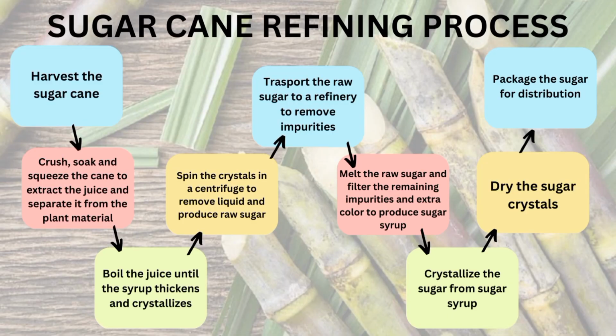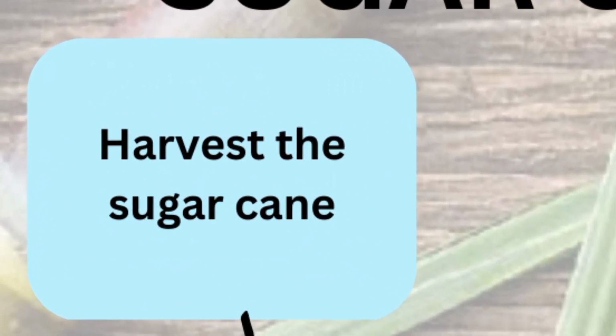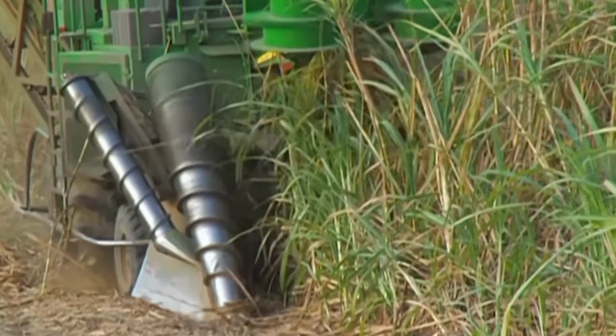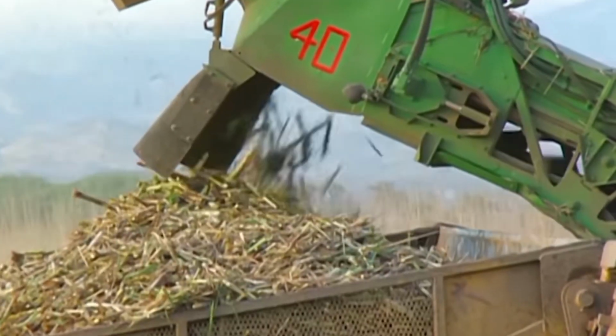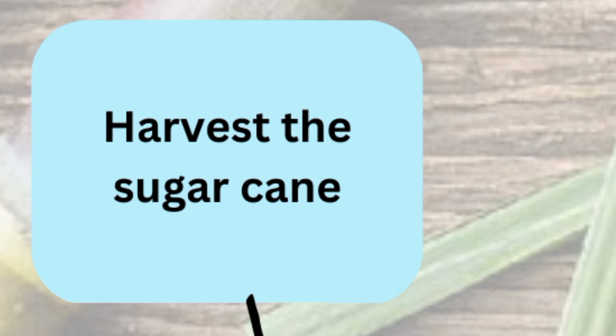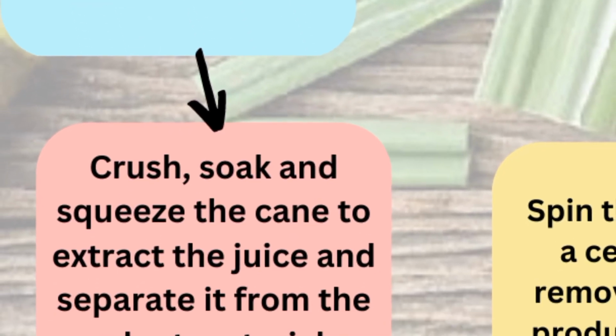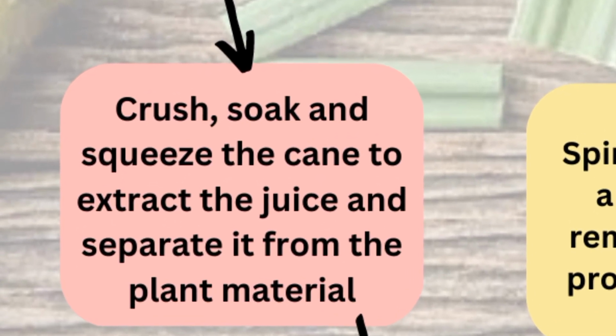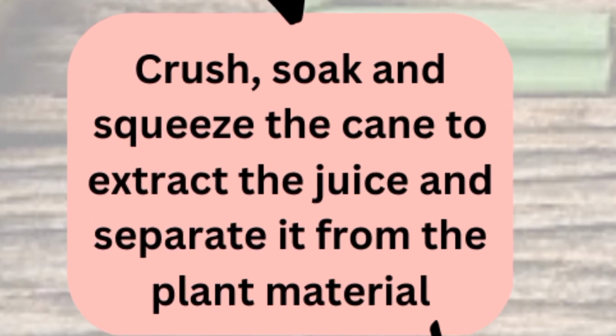Now, we're looking at the process for sugarcane and how it gets from the field to your kitchen pantry. Sugarcane refining process. First, harvest the sugarcane. Sugarcane stalks are harvested from fields and then sent to a nearby sugar mill. Next, crush, soak, and squeeze the cane to extract the juice and separate it from the plant material.